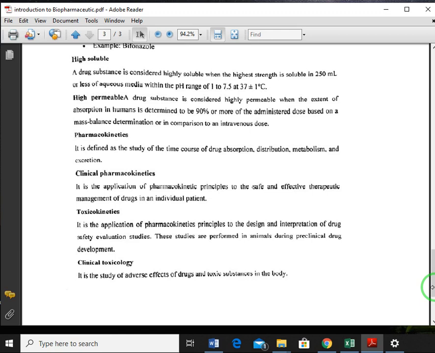Highly permeable: a drug substance is considered highly permeable when the extent of absorption in humans is determined to be 90% or more of the administered dose, based on a mass balance determination or in comparison to an intravenous dose.